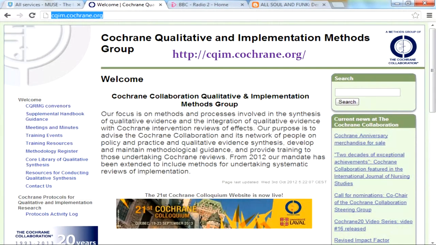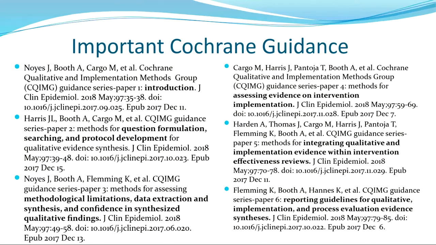So in terms of some of the resources that are available, certainly a good starting point is the set of web pages by the Cochrane Qualitative and Implementation Group. They have various training resources and a core library of key articles. Other important resources: we mentioned in lecture 1 that Cochrane guidance have been produced and published in the Journal of Clinical Epidemiology.